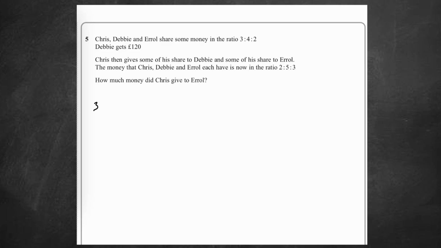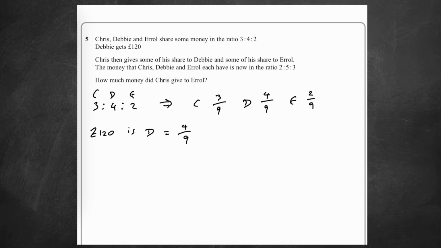So the original ratio was 3:4:2 for Chris, Debbie and Errol. Therefore, Chris had 3 out of 9 of the money. Debbie had 4 out of 9 of the money, and Errol had 2 out of 9 of the money. But we know £120 is what Debbie had, and that is 4 out of 9 of the total money. So therefore, the total money is going to be 120 divided by 4 over 9, which I'll do on my calculator, which is £270.